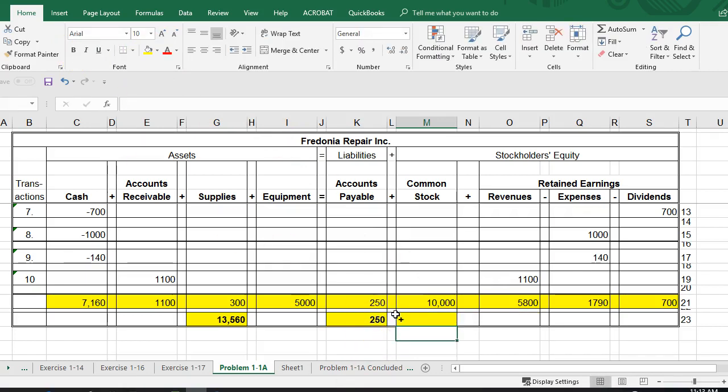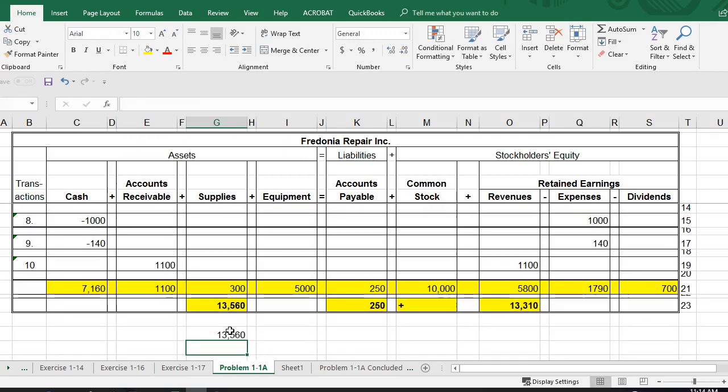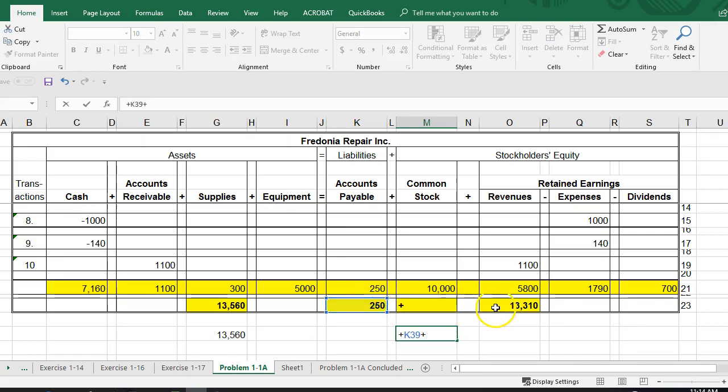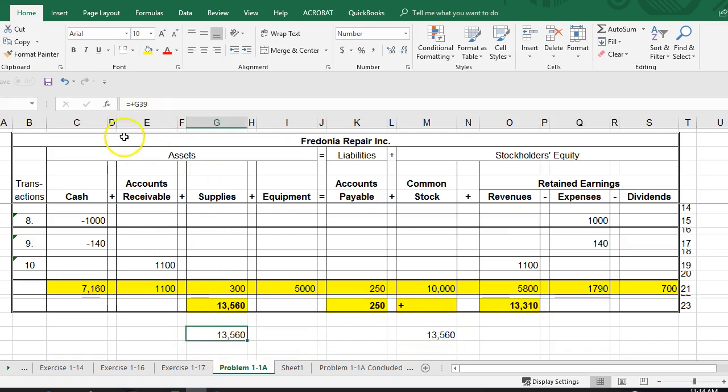Now remember that the accounting equation must do what? Let me put it over here. We add that plus this, minus here, minus here. All right. So the accounting equation must always be in balance. So if I add my liabilities plus my stockholders' equity, it must equal my total assets. So I'll come down one line more. There we go, 13,560. And if I add liabilities plus equity, it also equals 13,560.